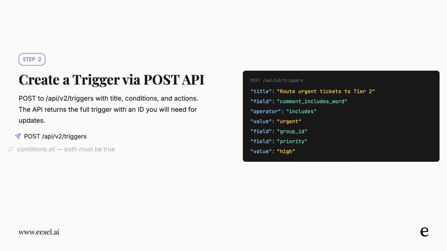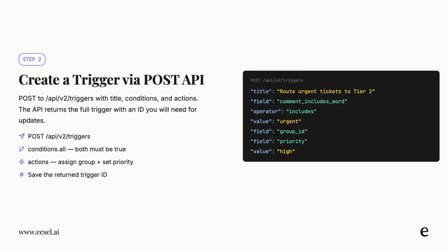Send a POST request to /api/v2/triggers with your trigger title, conditions, and actions in the JSON body. In this example, the trigger fires when a new ticket contains the word.